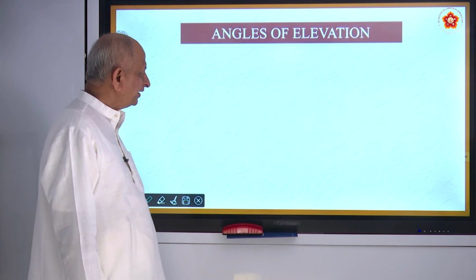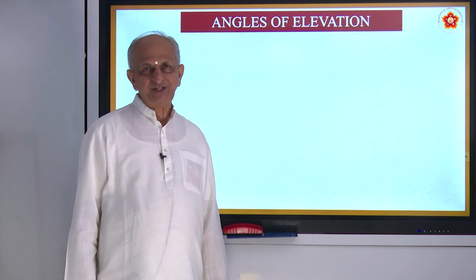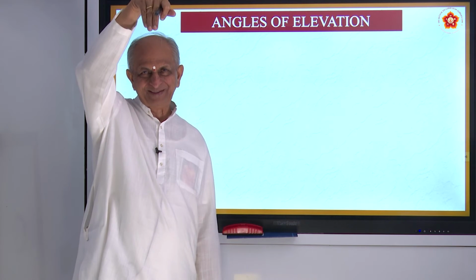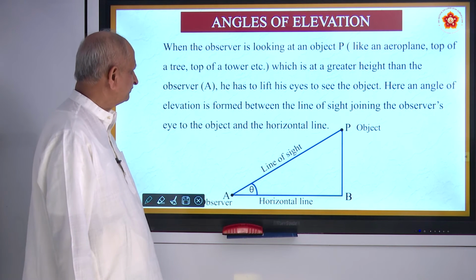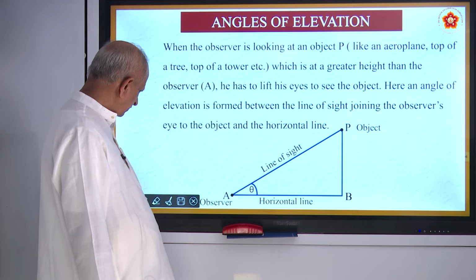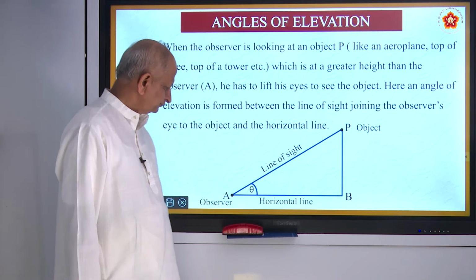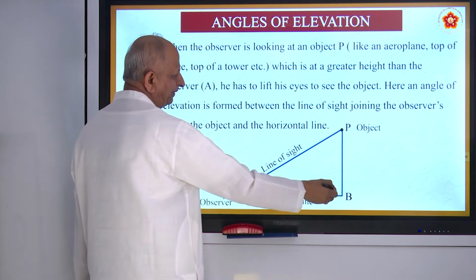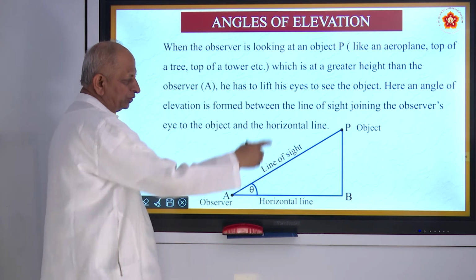And there are two things you must note here. One is called angle of elevation: looking up is called elevation. Depression means looking down. So when the observer, here is the observer. Observer means the person who looks is called the observer. So his eyes are here. And this will be something like a tree or a tower. You note down this figure.